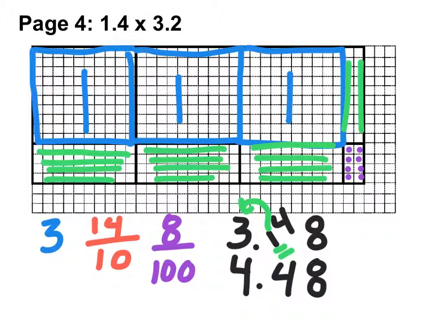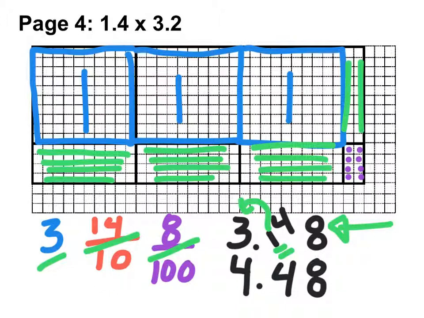Now, if you want to not write this part here, go for it. If writing it down like that is confusing to you, then just ignore it. That's fine. All you need to be able to do is add the 3 plus the 14 tenths plus the 8 hundredths. And if you want to do that in decimal form or fraction form, your choice, doesn't matter. That's just one way to count up the boxes, the area.